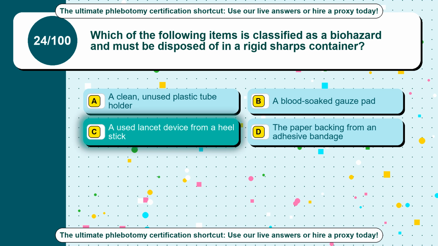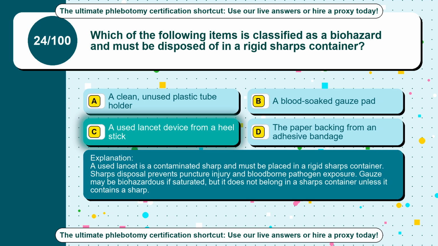The correct answer is option C. A used lancet device from a heel stick. A used lancet is a contaminated sharp and must be placed in a rigid sharps container. Sharps disposal prevents puncture injury and blood-borne pathogen exposure. Gauze may be biohazardous if saturated, but it does not belong in a sharps container unless it contains a sharp.